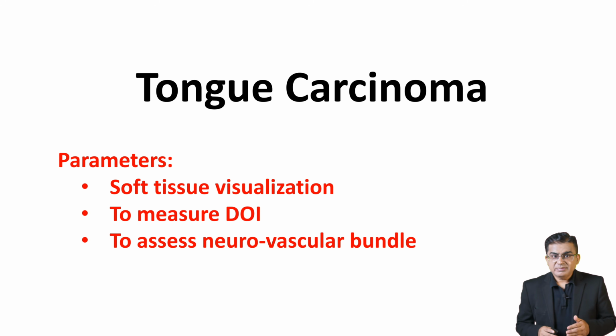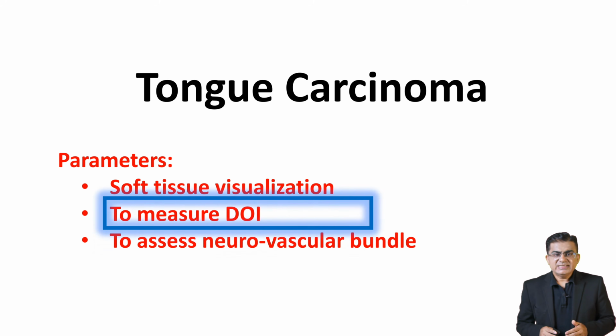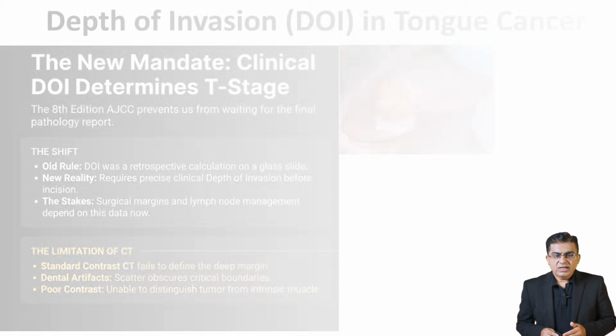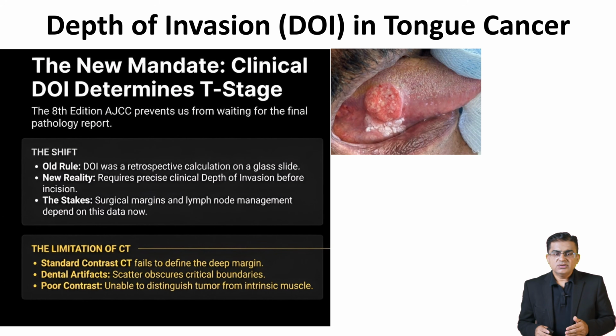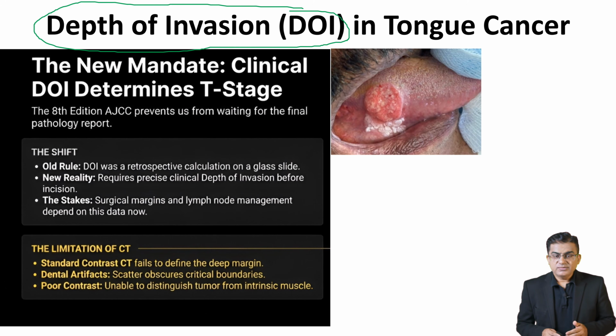Let us move on to another major advantage of MRI in evaluating oral cancer. MRI is an excellent tool to measure depth of invasion. Let us see details of it. As you all know, the 8th edition of AJCC Cancer Staging Manual introduced depth of invasion based T stage. It now strictly mandates a precise measurement of the clinical depth of invasion or DOI to assign an accurate T staging.